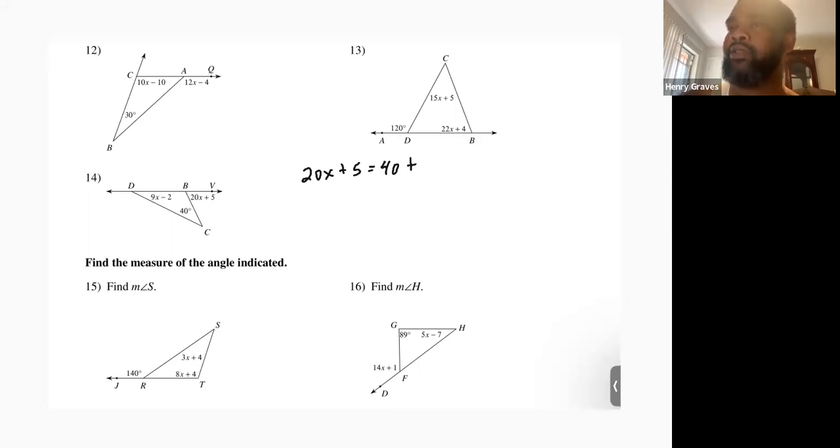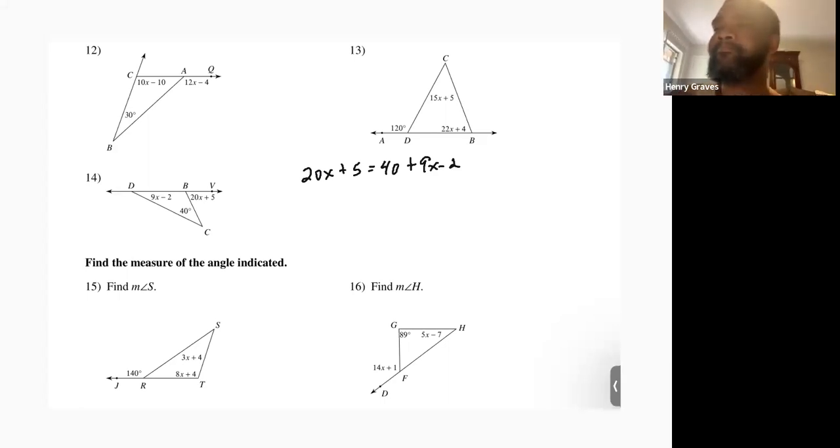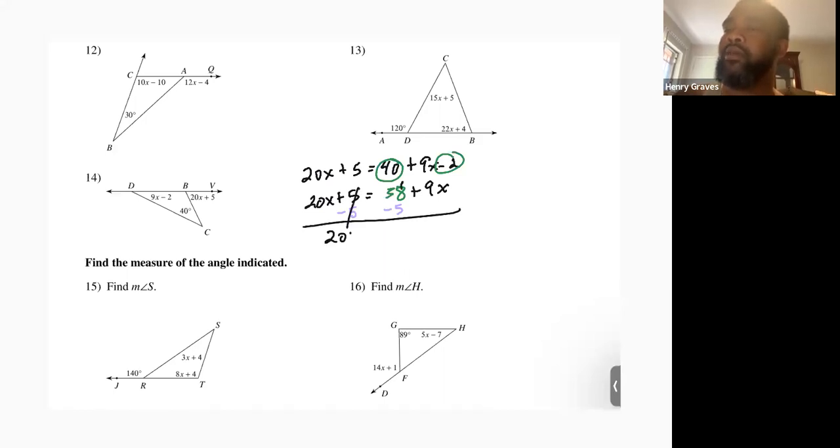If I get it wrong, I'll take the blame as a bad teacher. So 40 minus 2 is 38, right? Plus 9x is equal to 20x plus 5. Now, after I've combined like terms, I can mess with my integers by subtracting 5 on both sides. So 20x is equal to 38 minus 5, which is 33, plus 9x.